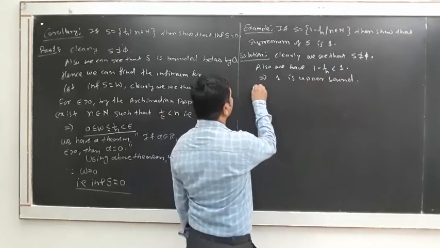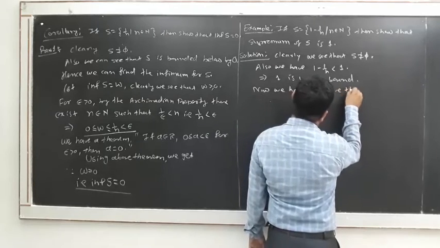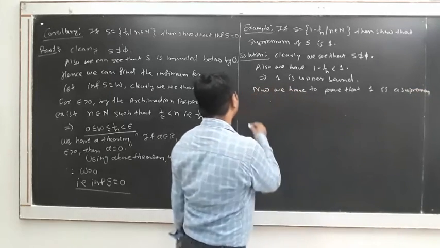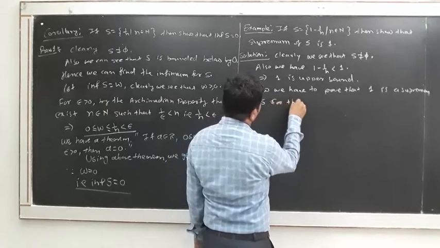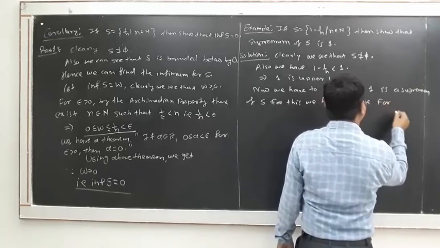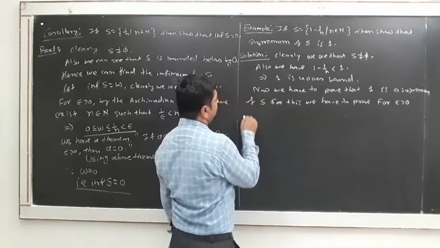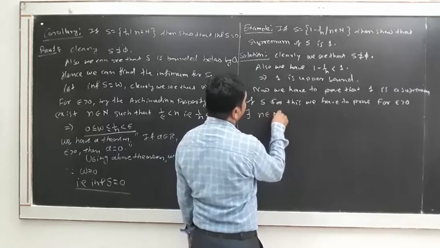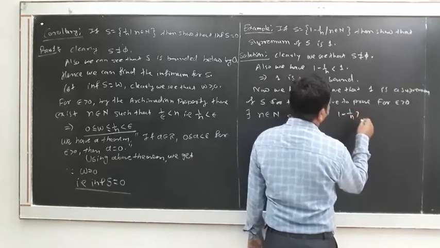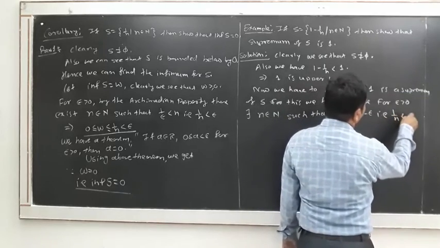And now we have to prove that 1 is the supremum of S. For this, we have to prove that for every epsilon greater than 0, there exists a natural number n belonging to N such that 1 minus 1 upon n is greater than 1 minus epsilon. That is, we can say 1 upon n is less than epsilon.